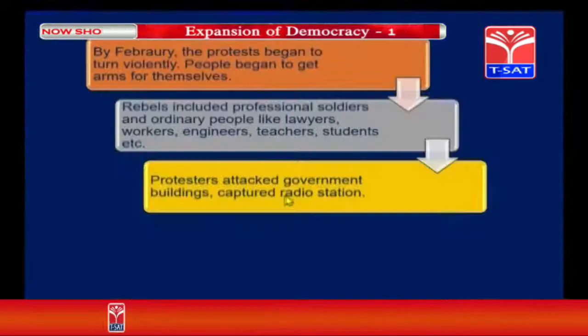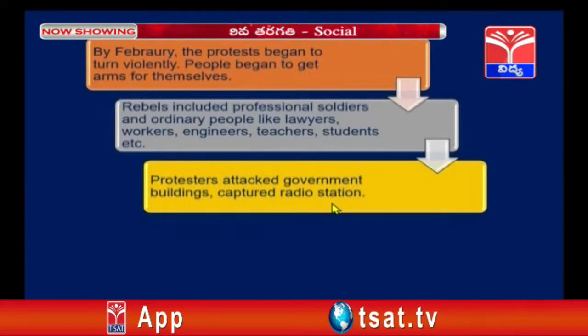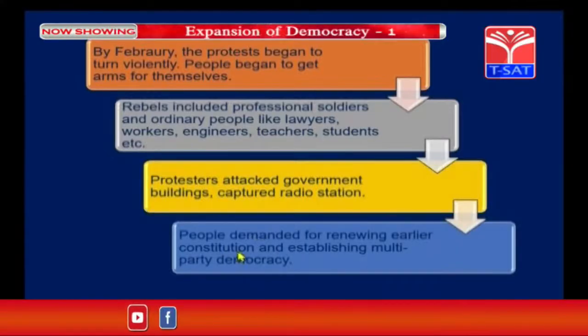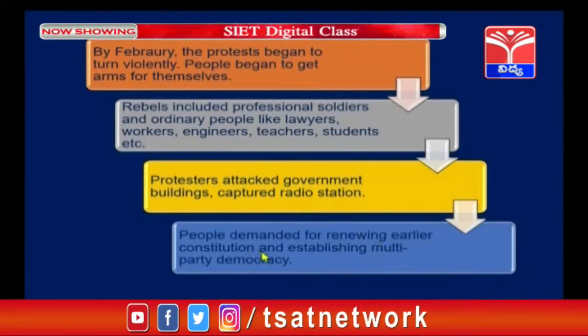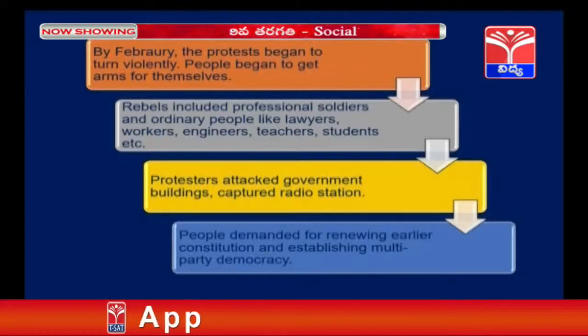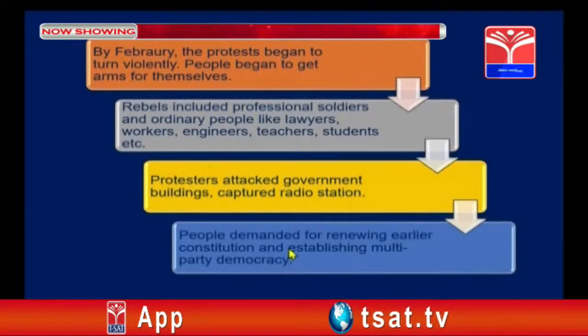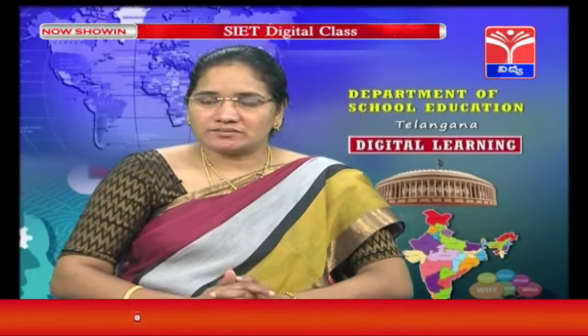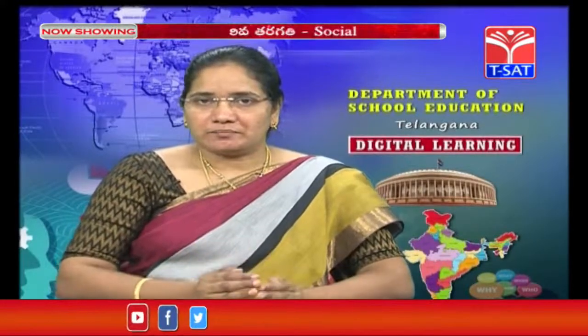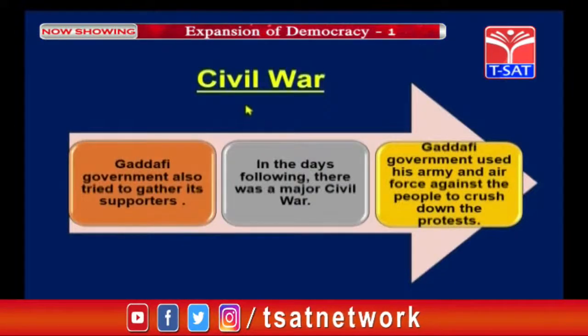And these protesters attacked the government buildings and even captured a radio station in Libya. So all these things, people demanded renewing the earlier constitution, that means they wanted to change the constitution and establish multi-party democracy. People were fed up with military ruling, one group of people ruling the country. They wanted a democracy.